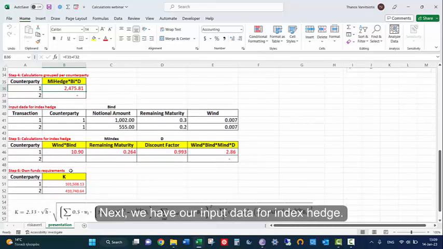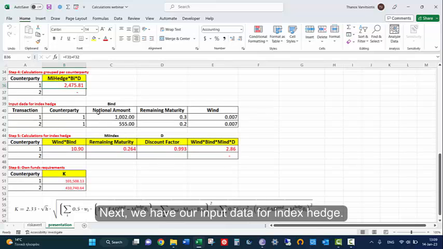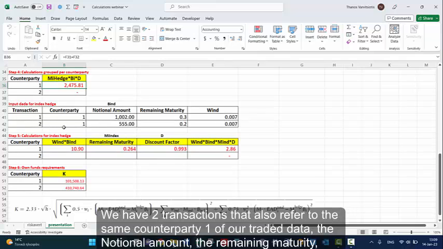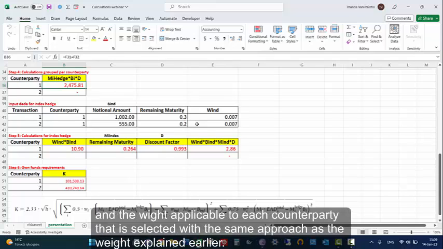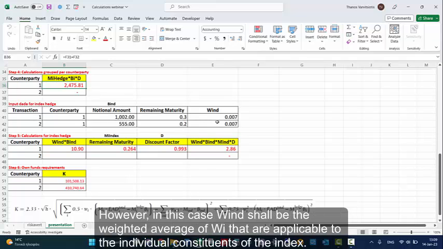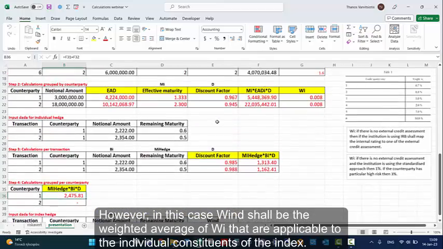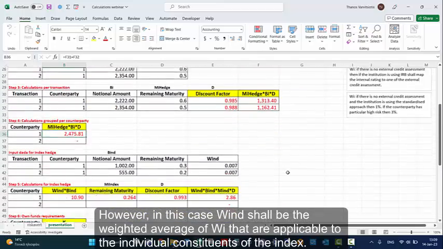Next, we have our input data for index hedge. We have 2 transactions that also refer to the same counterparty, one of our traded data, the notional amount, the remaining maturity, and the weight applicable to each counterparty that is selected with the same approach as the weight explained earlier. However, in this case, WIND shall be the weighted average of WI that are applicable to the individual constituents of the index.